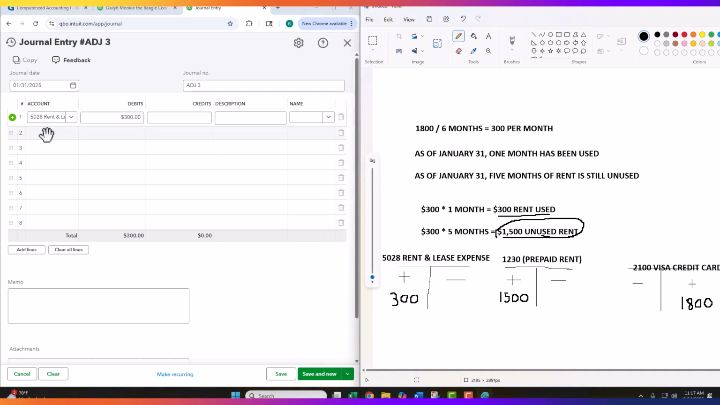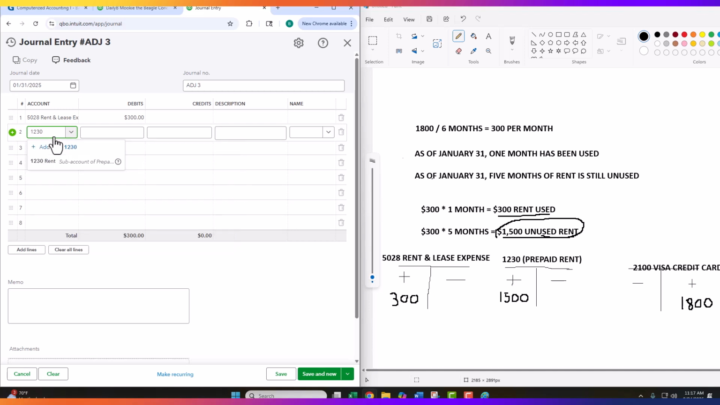And then the 1,230 prepaid rent is our next account because it is also debited, so I found that. And the system put it in the credit column because it wants to make journal entries balance, and most entries are often a simple entry with one debit, one credit, but nope, we wanted another debit, so I just click in the debit column there, type that amount, and that credit goes away.